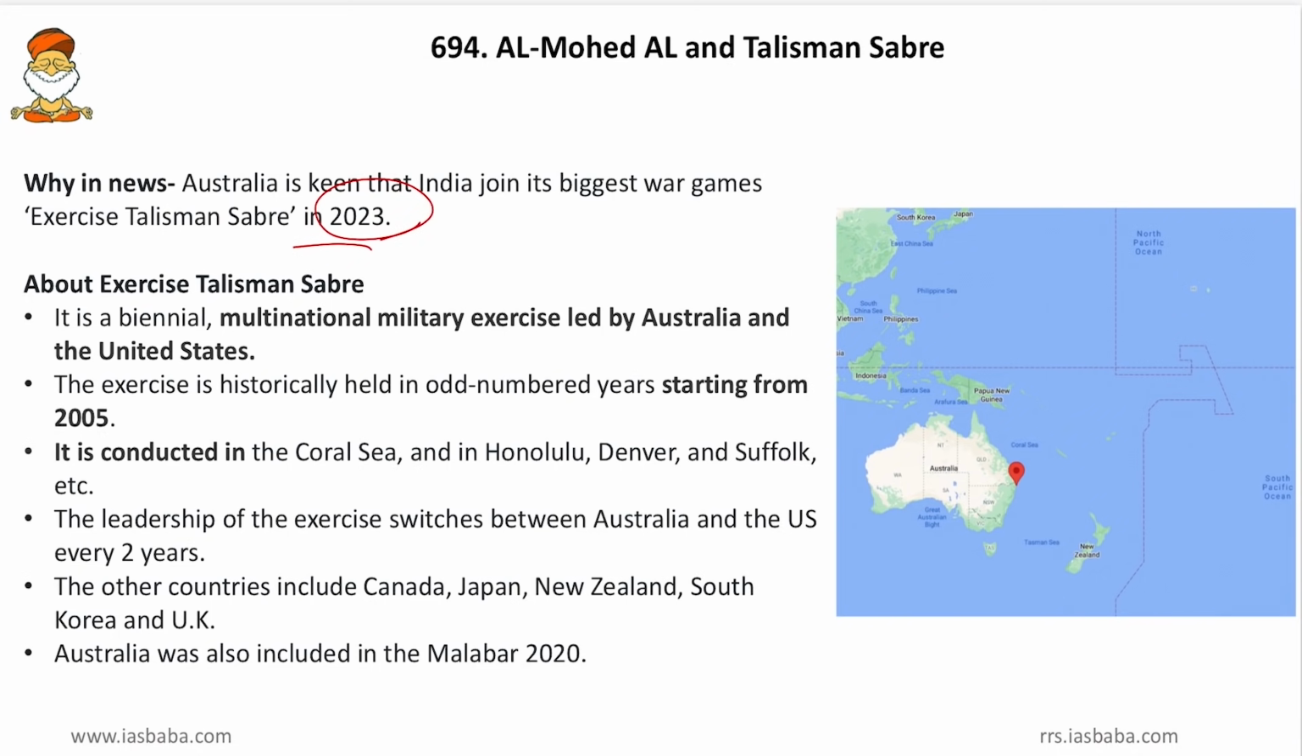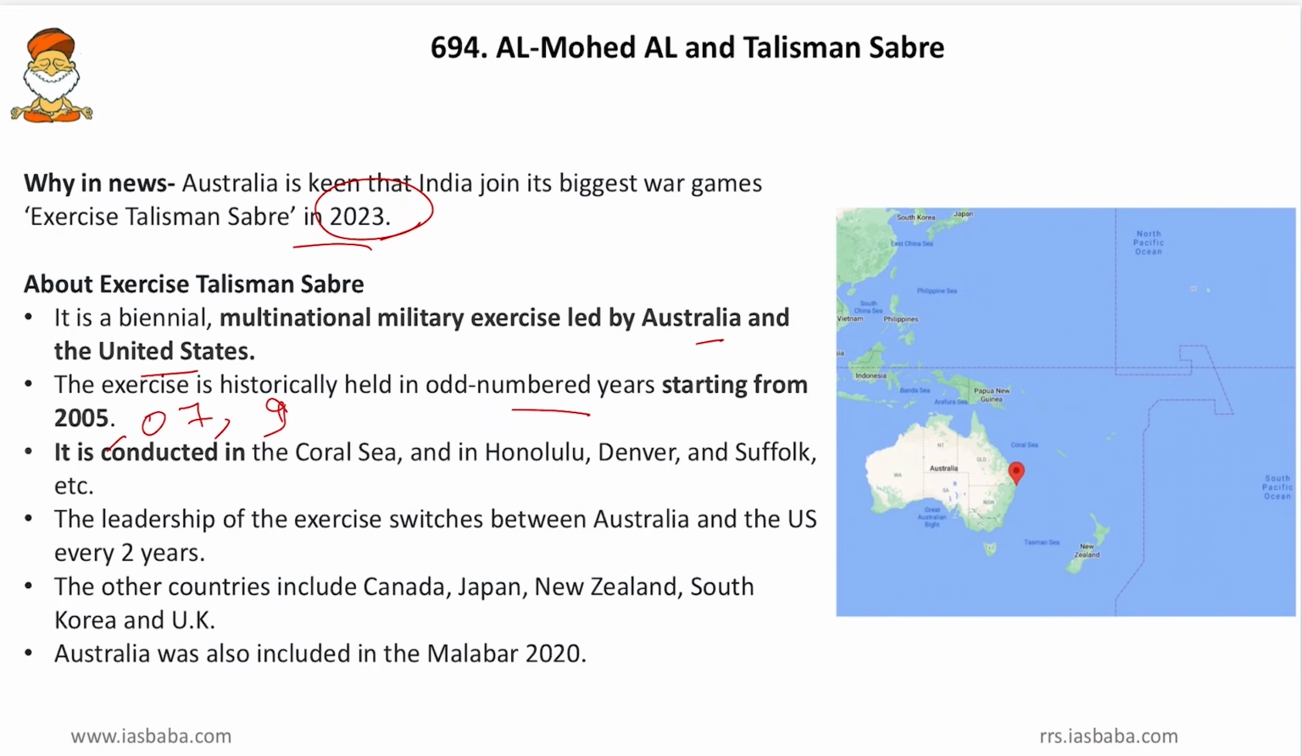Then coming to the exercise, it is a biennial multinational military exercise led by Australia and the United States. Friends, Australia and the US are leading this, and there are several other nations who are participating, not only the two. Then the exercise is historically held in odd-numbered years starting from 2005. Friends, from 2005 next to 2007, then 2009. So likewise in the odd years it is being held.